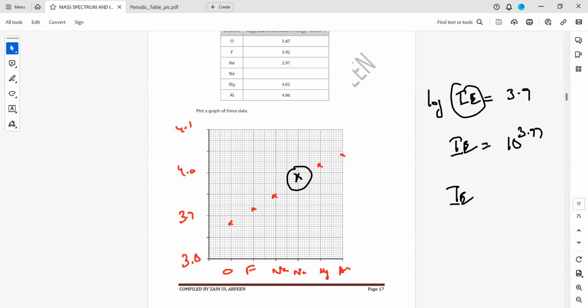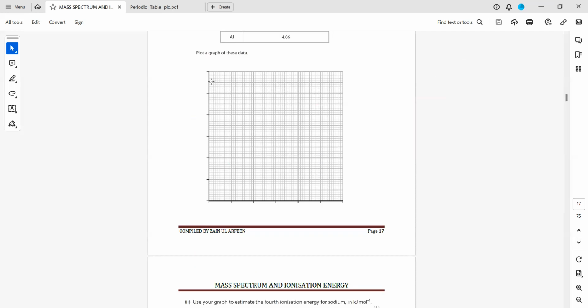Like, the log of ionization energy is 3.99. I need the ionization energy. So when the log moves to the other side, it becomes the anti-log, or 10 to the power. So this will become the ionization energy. When we simplify, it will be 9,772. So this is how we convert the log of ionization energy to ionization energy.